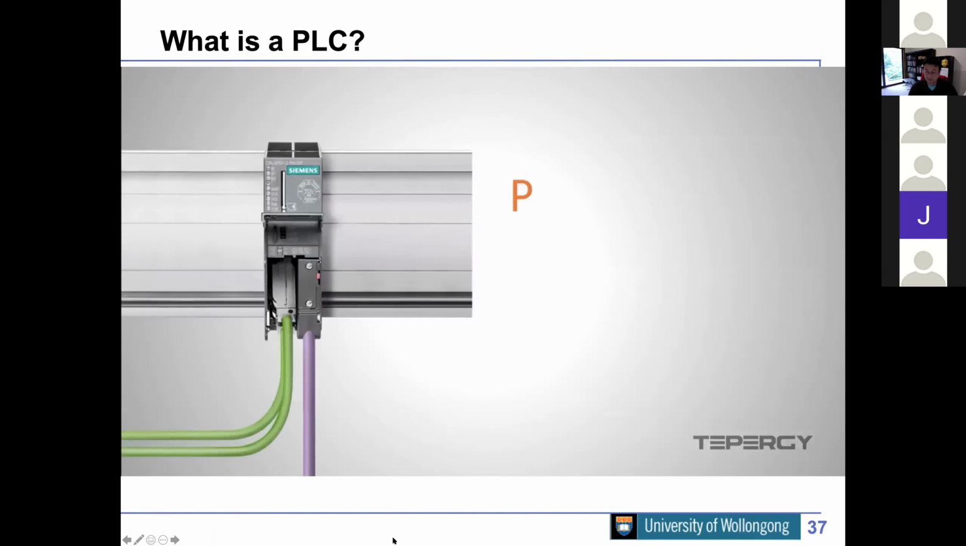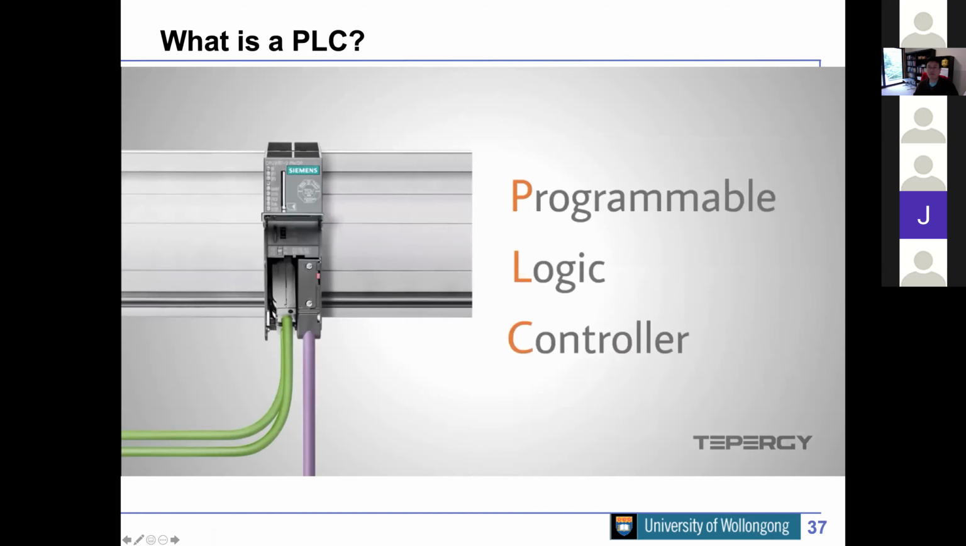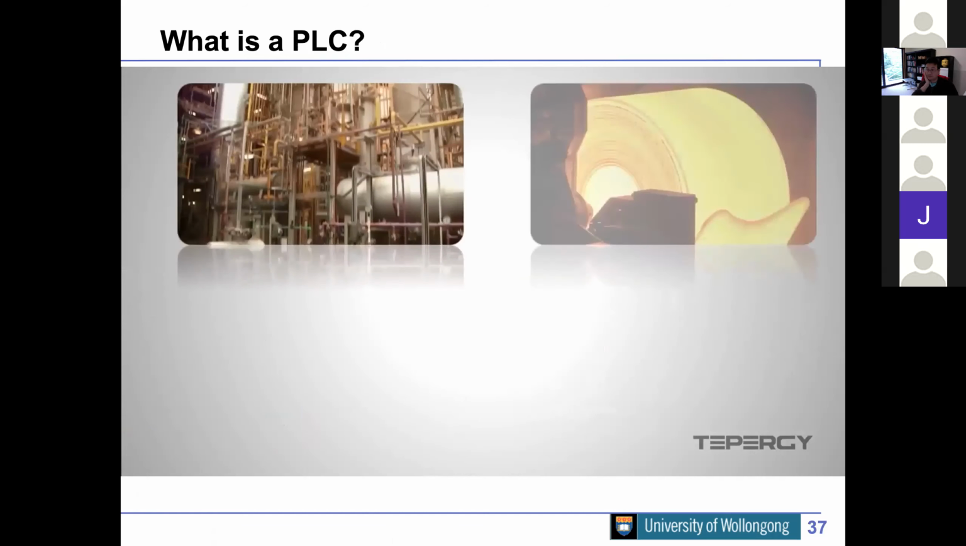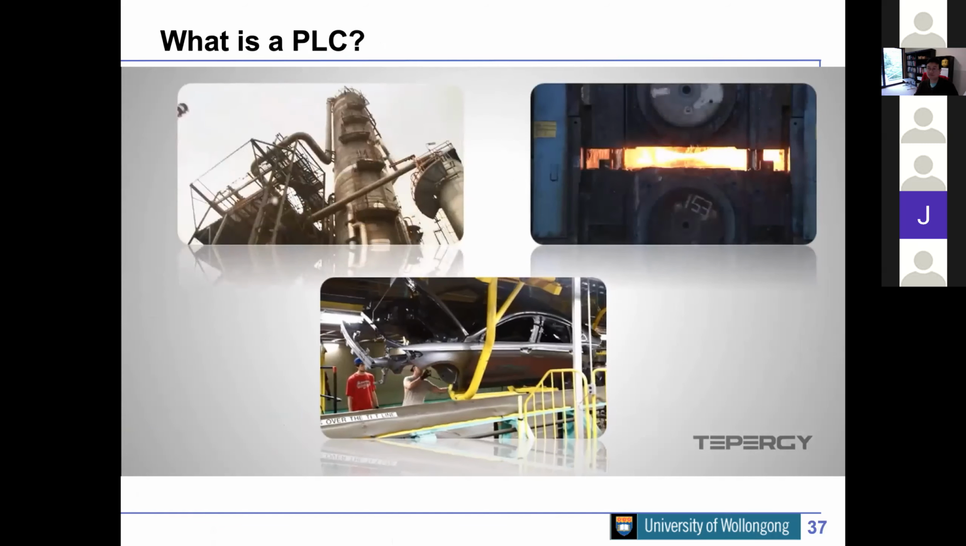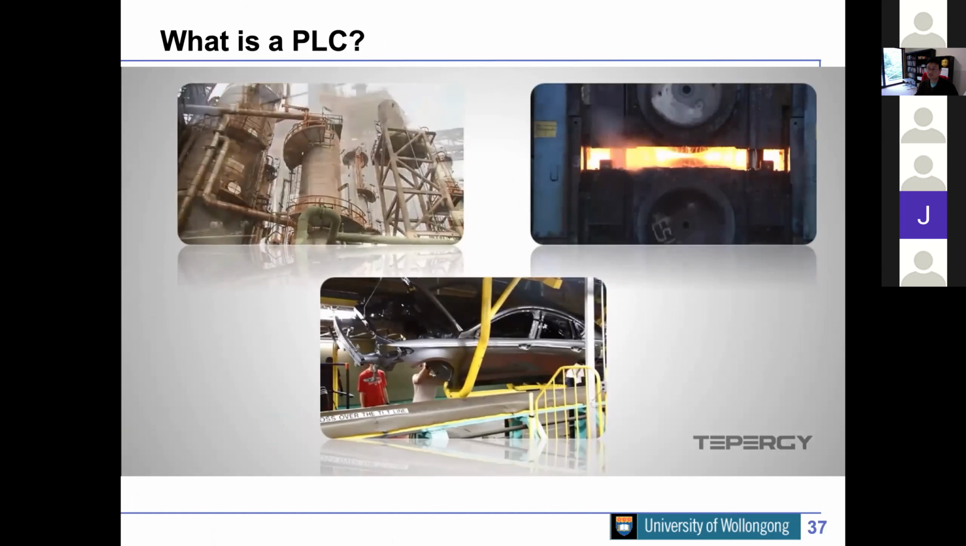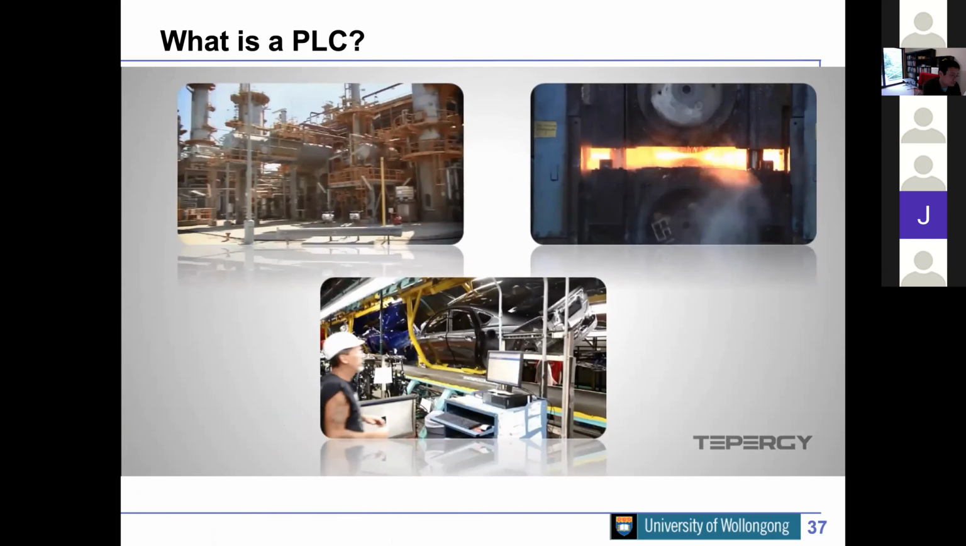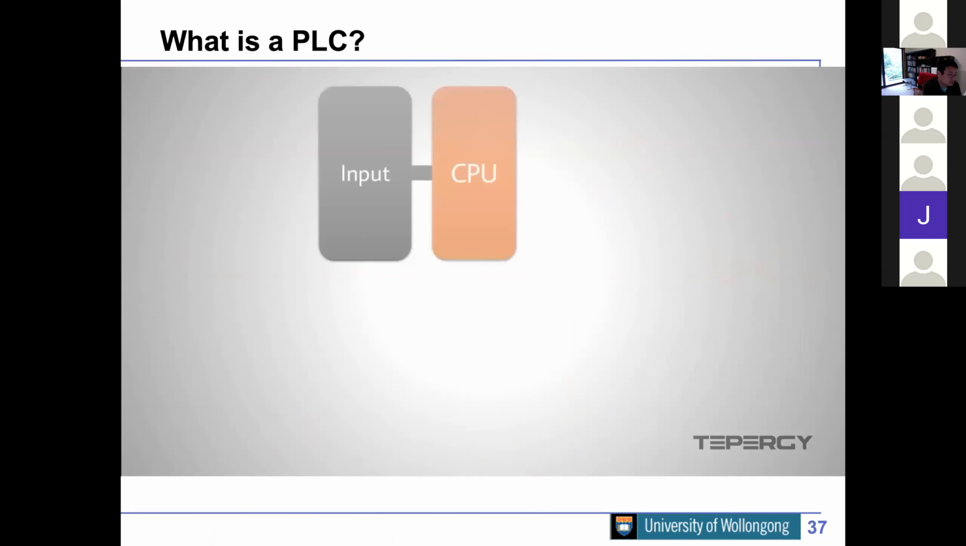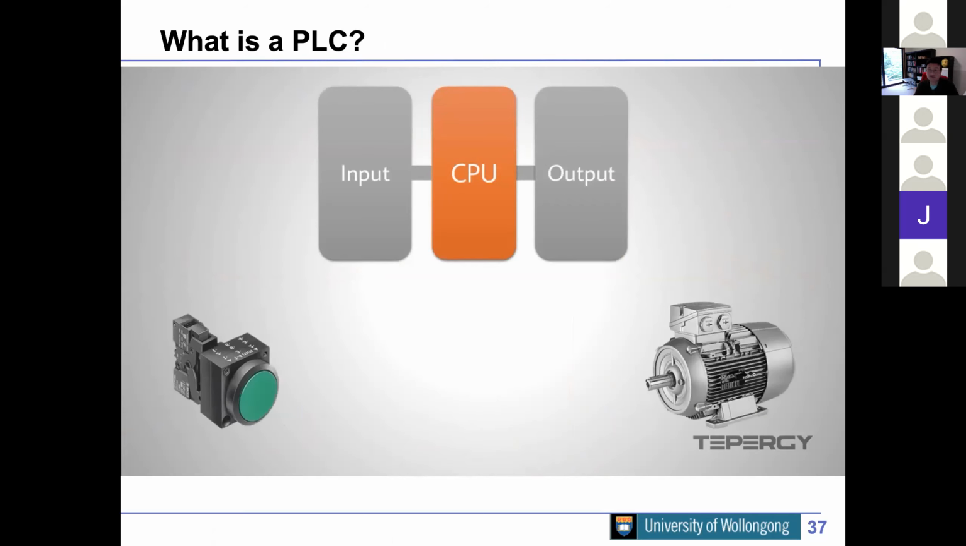A programmable logic controller, or PLC, is simply a special computer that is programmed to control certain processes in industries like petroleum, steel, or automotive. Every PLC is composed of three main parts: input, CPU, and output. Suppose that we have an electrical motor and a push button. We want the motor to turn on when the button is pressed. When the button is pressed again, we want the motor to turn off. This function is similar to the function of the power button on your TV remote.